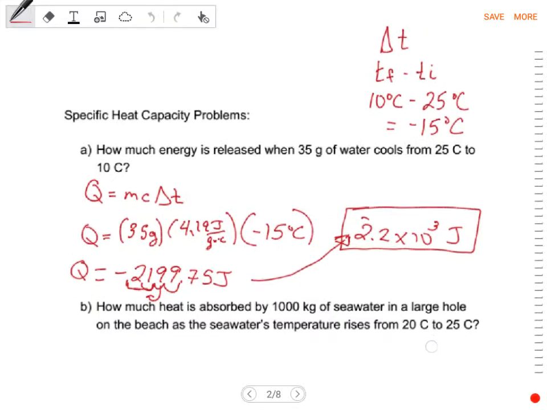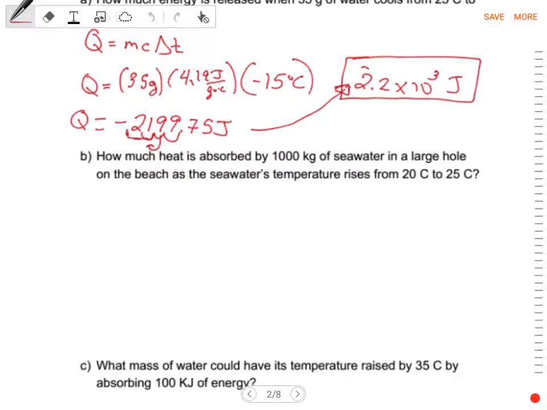If you look at question B here, this is going to be essentially the same question. I'm not going to calculate this one to the full degree, except just want to point out a couple of changes here. First of all, the mass. You see, the mass is in kilograms. So what you would have to do is take 1,000 kilograms and change that into grams. Okay, I'll leave that up to you, but that's essentially how this works.